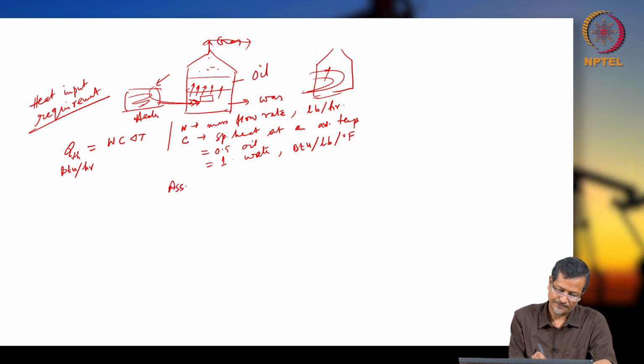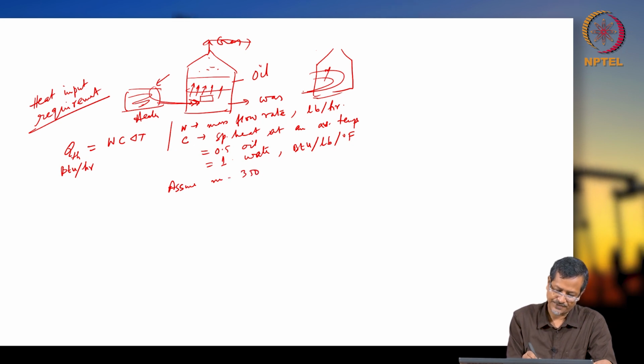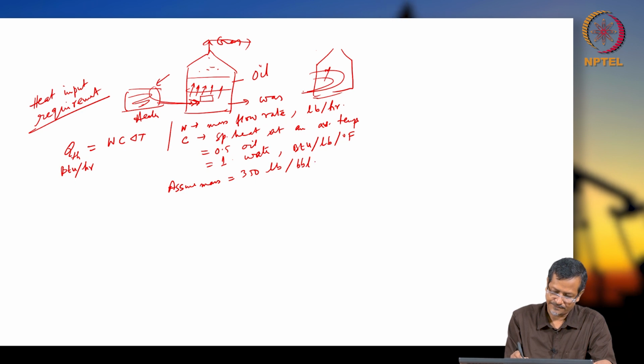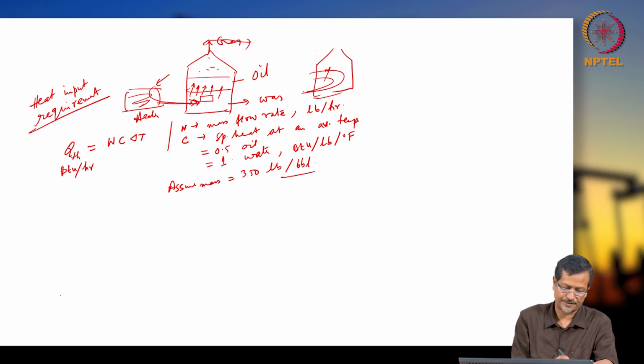Assume water mass 350 pound per barrel. So the unit conversion is given here.